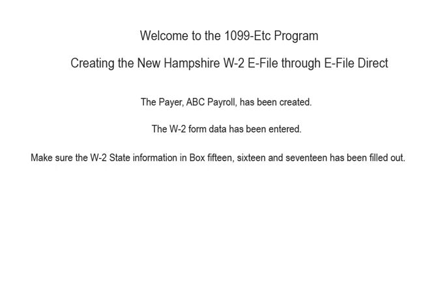This tutorial covers creating the New Hampshire W-2 e-file through eFile Direct. Once the file is created, it is the user's responsibility to upload the file to New Hampshire. To begin, the pair, ABC Payroll, has been created, and the W-2 form data has been entered. Make sure the W-2 state information in box 15, 16 and 17 has been filled out as needed.